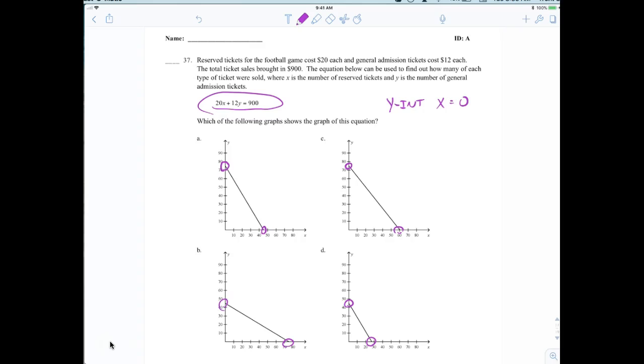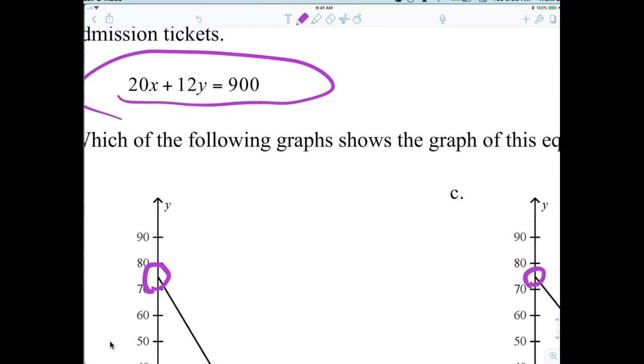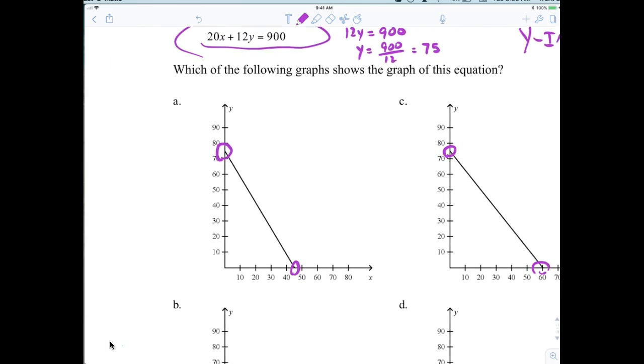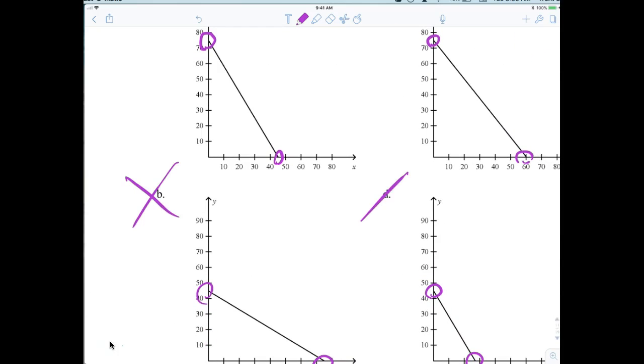All right, so I'm going to plug in 0 for x. If I plug in 0 for x, I get 12y is equal to 900. Everybody agree with that? And so when I take y and say 900 divided by 12, I think it's 75. All right, but you would have a calculator either way. So the y-intercept has to be what? 75, right? So now it's not B and it's not D. Does everybody see that? All right.